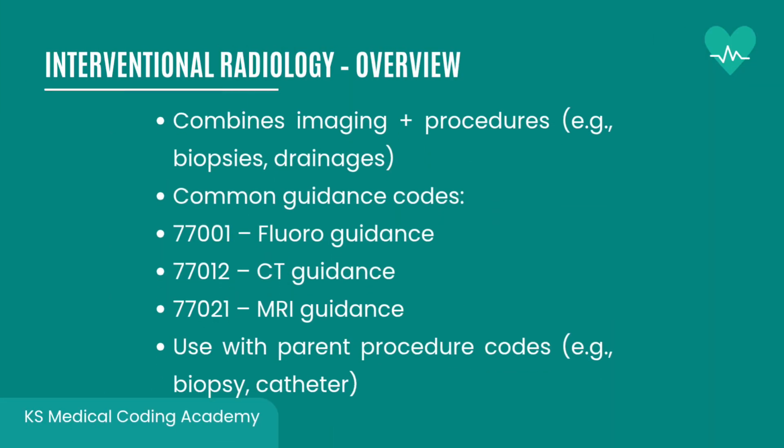Interventional radiology overview. This is where imaging meets procedures. Examples include biopsies, drainages, and vascular access. Common guidance codes: 77001 fluoroscopy, 77012 CT guidance, 77021 MRI guidance. These are often add-on codes and require a parent procedure.